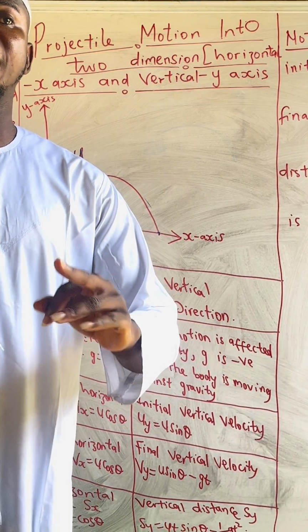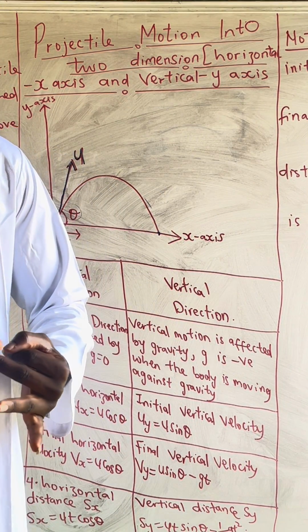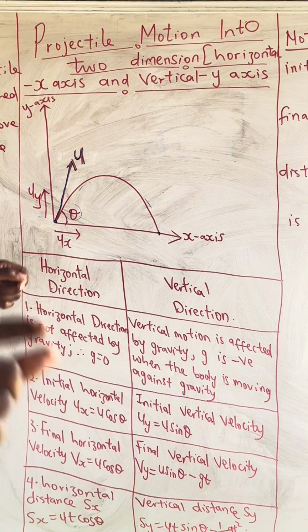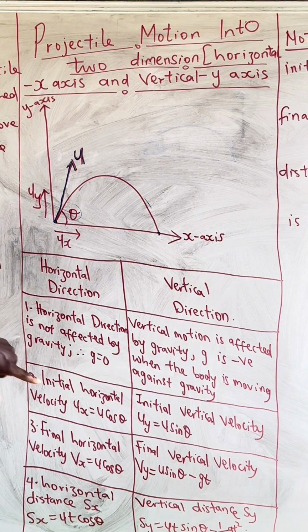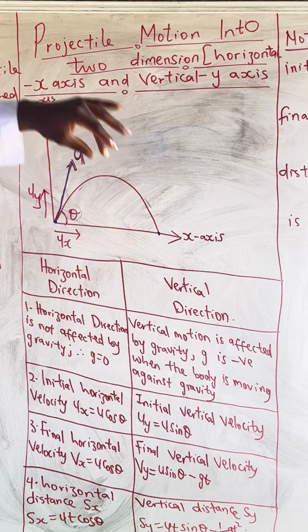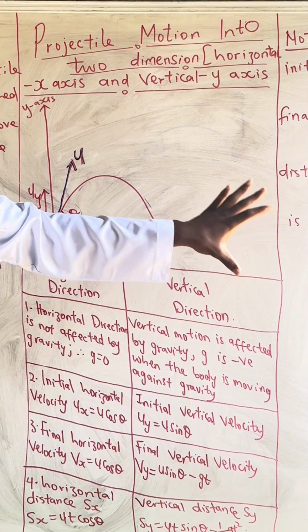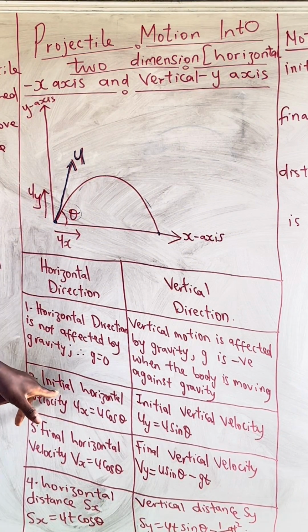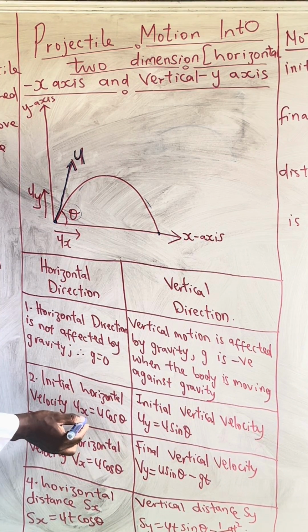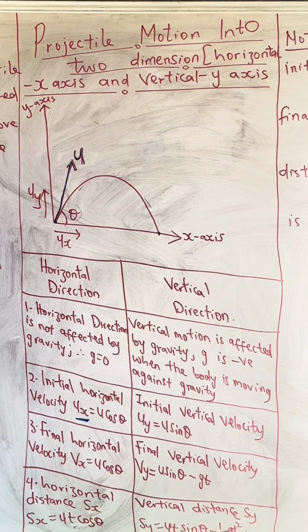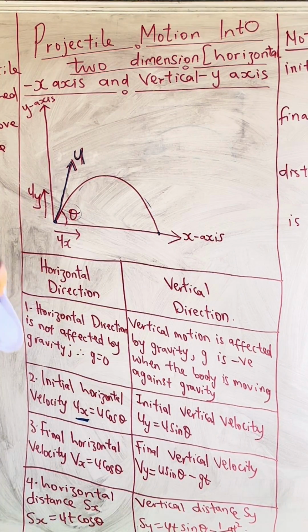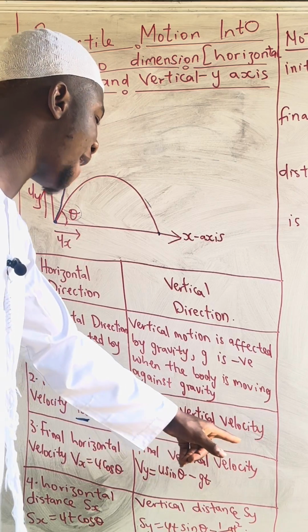We can have three. We can have initial velocity, final velocity, and what? And distance, right? So now this simply means that I can have my initial velocity resolved into two manners, the vertical and the horizontal. So that is why I can have initial horizontal velocity. My initial horizontal velocity is known as what? Ux. That is Ux. And the formula for Ux is what? U cos theta.